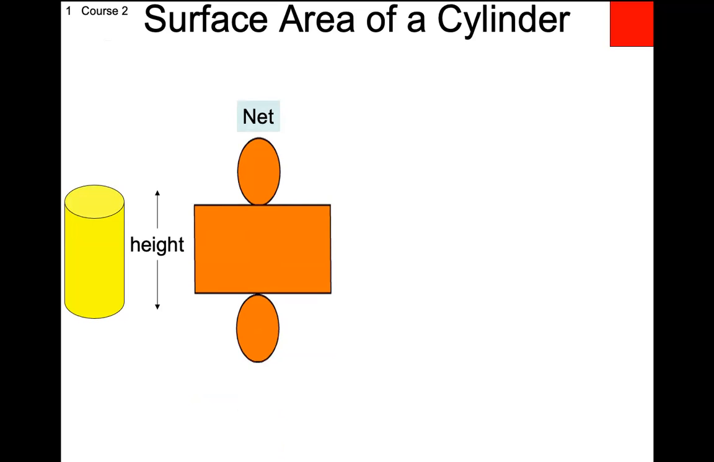Well, I know how to calculate each one of those individually. The area of this is length times width, and the area of the circle is pi r squared. But there's 2 of them, so it'd be 2 pi r squared. So here's the deal. The circle's no big deal. Pi r squared, there's 2 of them, so 2 pi r squared. But the rectangle is the problem.